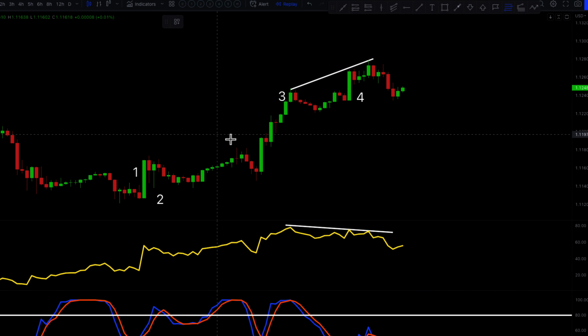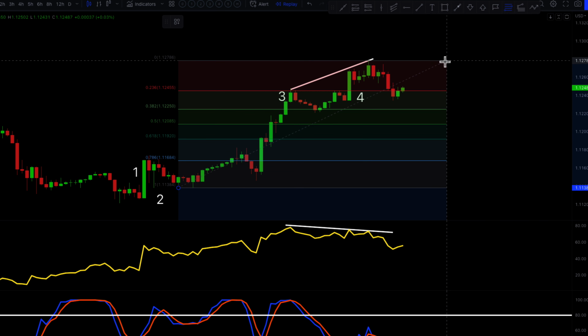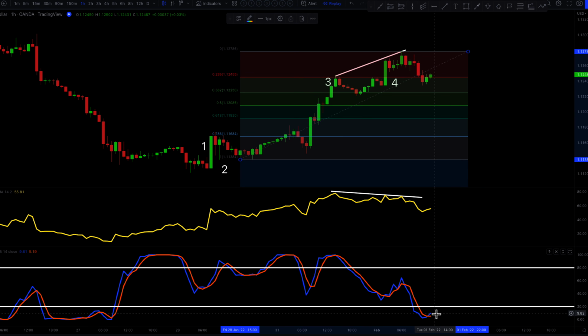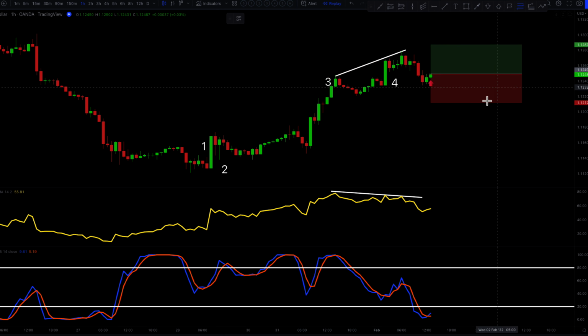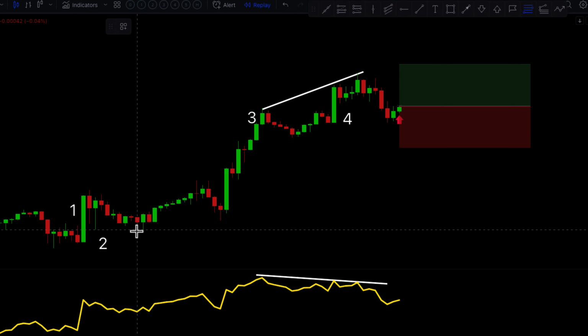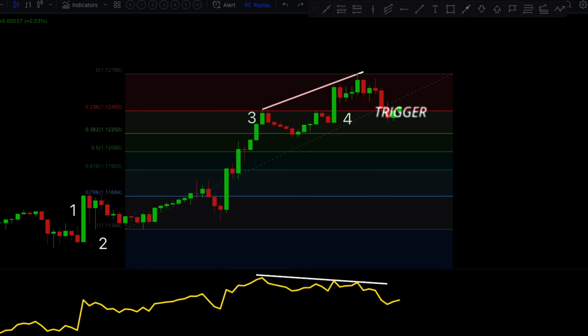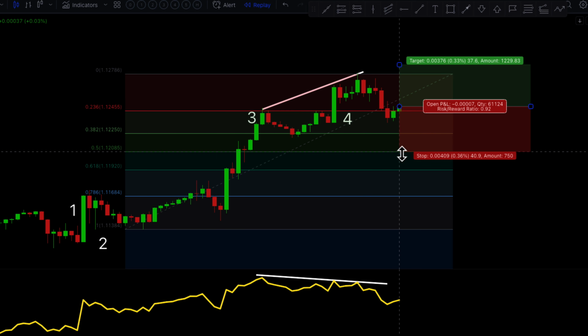Then we're going to draw a Fibonacci retracement from the bottom of wave 2 to the top of the structure. And we're looking for price to hit the 0.236 level, and if it goes past the halfway point at 0.5, the setup is canceled. The next thing to look for is a cross up of the stochastic RSI, which we have right here. This is our trigger candle.